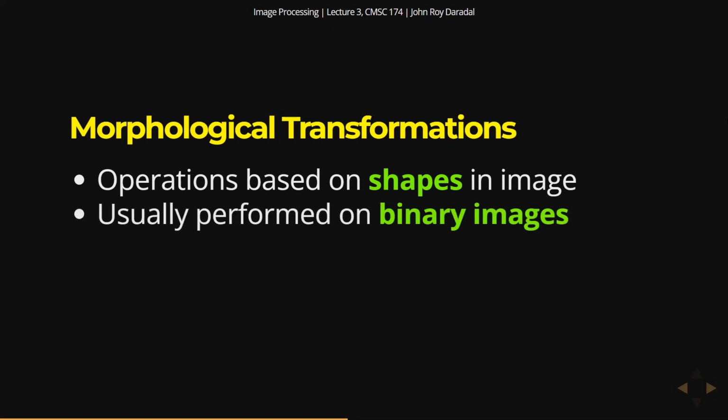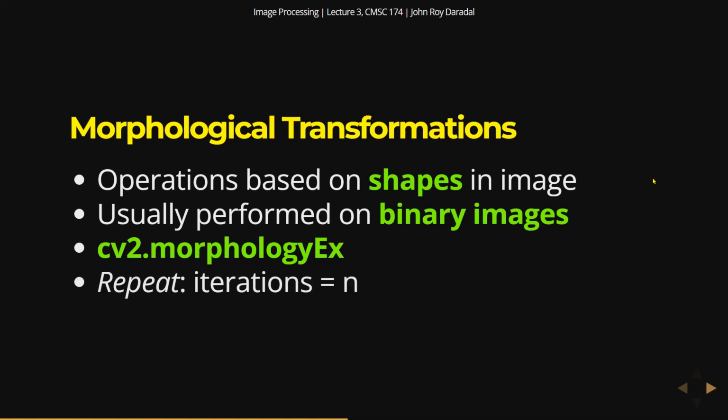We usually perform this on binary images. If you don't have a binary image, you perform thresholding first to binarize it. So it has to be black and white. And the OpenCV function that we'll use for morphological transformations would be the morphologyEx method.